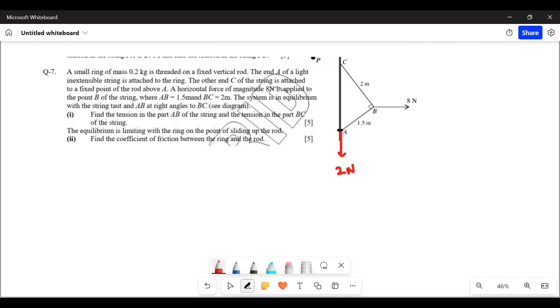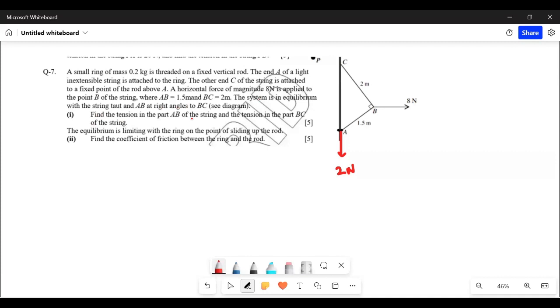A horizontal force of magnitude 8 newtons is applied to the point B of the string, where AB equals 1.5 meters and BC equals 2 meters. The system is in equilibrium with the string taut and AB is at a right angle to BC. Find the tension in part AB of the string and the tension in part BC of the string.